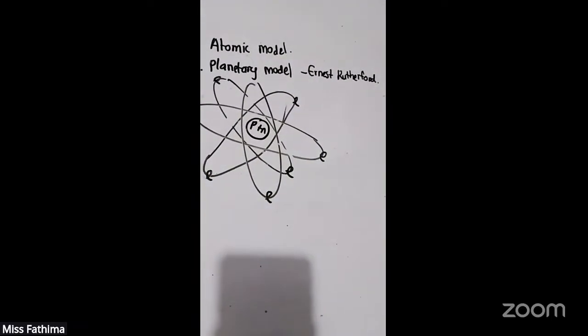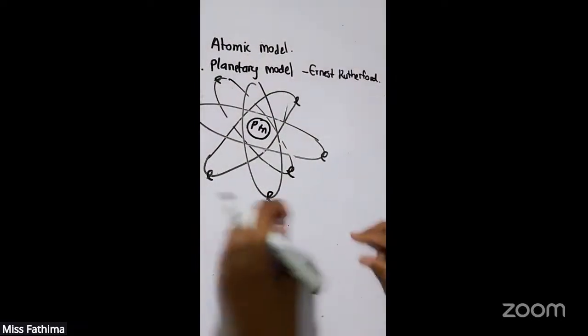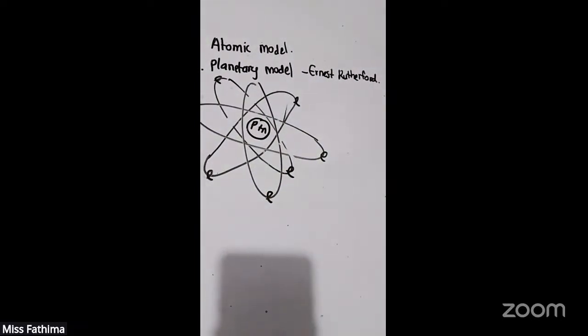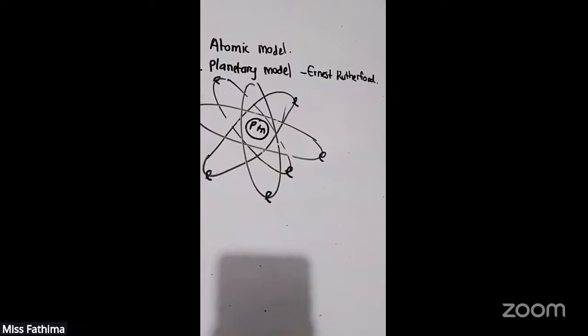They carry charges. These electrons and protons carry charges. So there can be charges clashing when this model was accepted. Therefore, that is the reason. What did the other scientists do? They did not accept this planetary model.